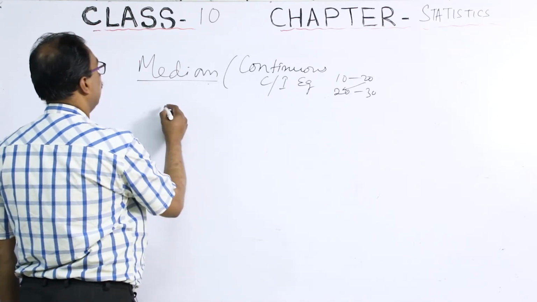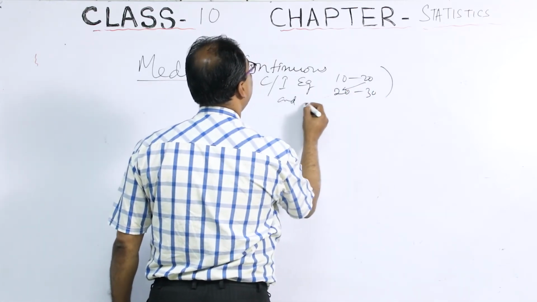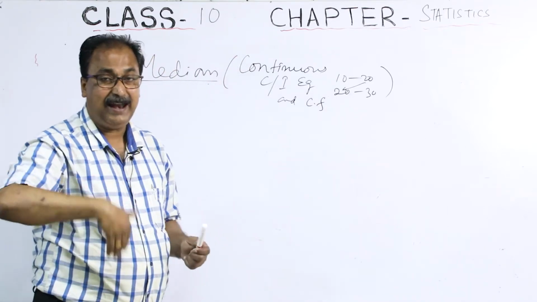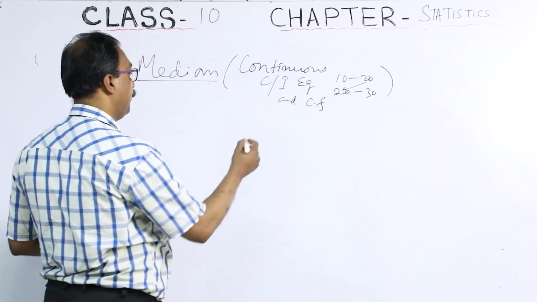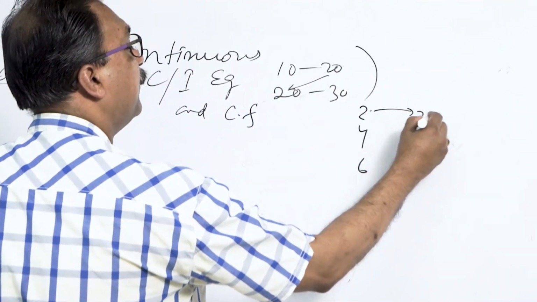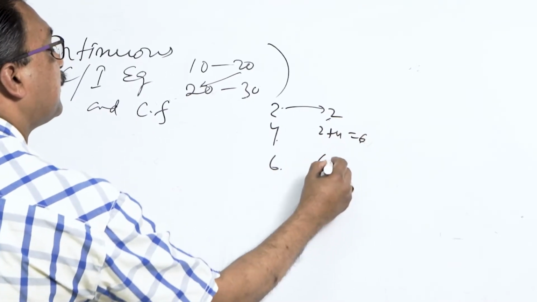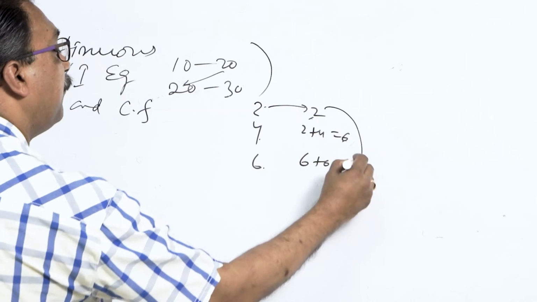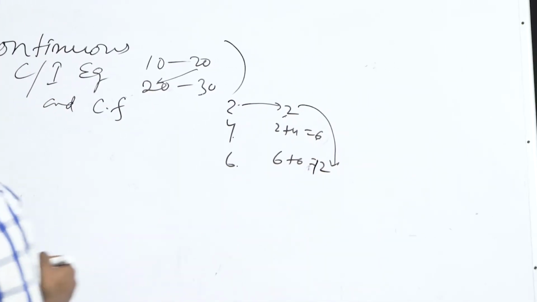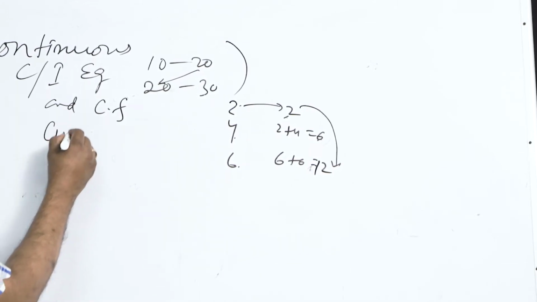And what will we do here for the median? Look here. We need a continuous class interval and we need cumulative frequency. What is cumulative frequency? Frequencies are added, then you will get it. For example, if you have 2, 4, 6, the first one is the same. The second one, 2 plus 4, 6. Then again 6 plus 6, 12. That way, if you add the numbers, it is the increasing option of cumulative frequency. CF is denoted by cumulative frequency.